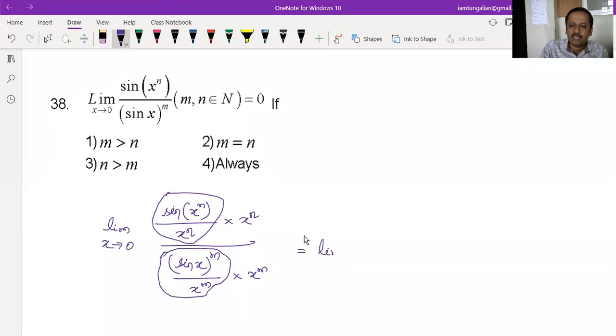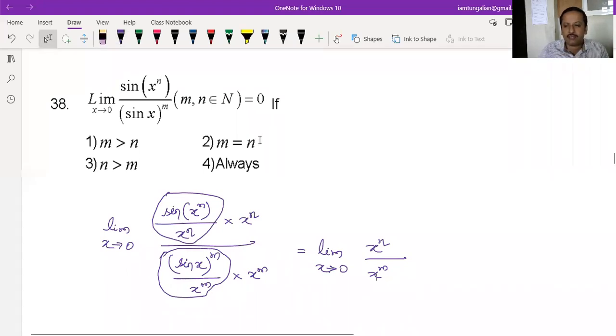Now, limit x tends to 0, what will remain? x power n divided by x power m. Okay. So x power n by x power m, they have given that this limit is equal to 0. Observe in the question itself, they have given that the value of this limit is equal to 0. When it is 0, is it 0 always, or is it 0 when m greater than n, or n greater than m, or m is equal to n?